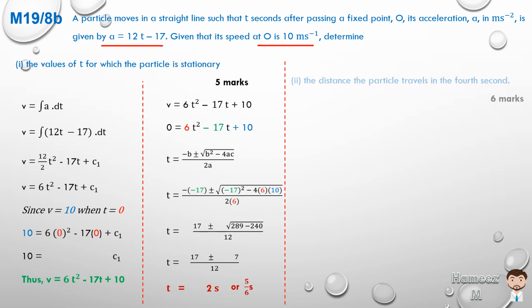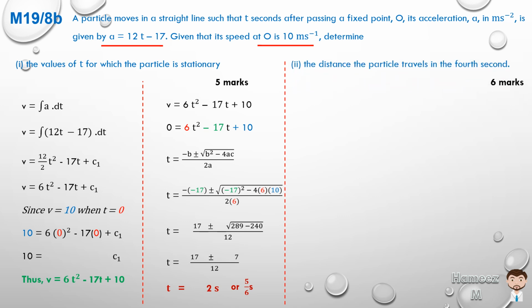Part 2, determine the distance the particle travels in the 4th second. So in the 4th second, we actually want to find the distance between t = 3 and t = 4. So s is equal to the integral of v dt between 3 and 4. s is equal to the integral of 6t squared - 17t + 10 dt between those limits. So when we integrate, it'll give us 6 on 3 t cubed minus 17 on 2 t squared plus 10t between the limits 3 and 4.